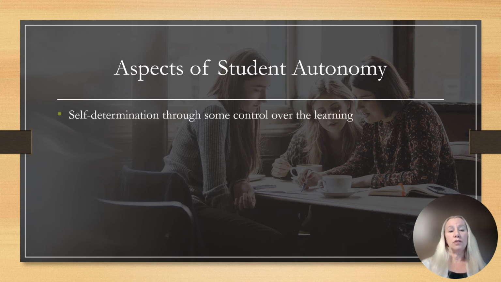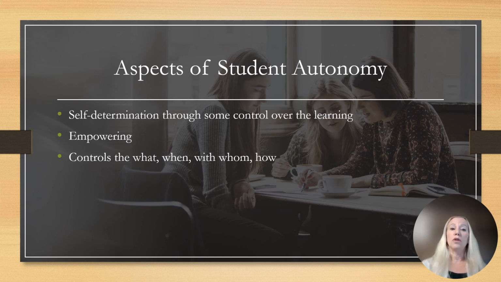The aspects of student autonomy: it's self-determination through the student having control over their learning. It can be very empowering for the student, and the student is able to control the what, the when, the with whom, and the how they learn. It is synonymous with self-directed.